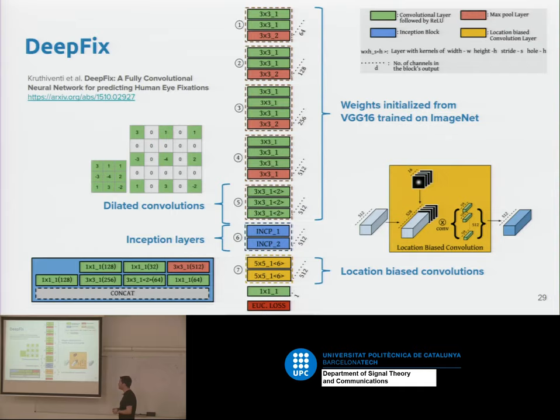They also have a few other tricks in here, like location-based convolution, where they just give it a few extra images to tell the convolution where it is in the image. Because the idea is that a convolution doesn't know where it is, it's the same operation applied everywhere. But if things are more important in the middle, maybe you should know you're somewhere near the middle, so you want to give the convolution a little bit of a hint as to where it is in the image. So that's what they're trying to do there. And this is probably one of the top performing models at the moment.